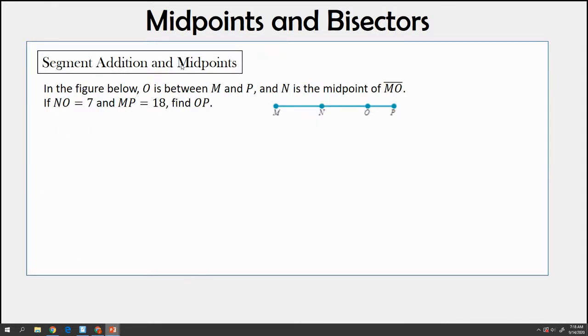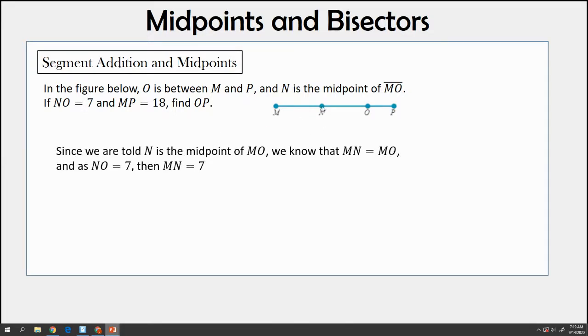We can throw in a little segment addition to go with the midpoint concepts. So here's a drawing, and let's look at the information given in the figure below. O is between M and P, and N is the midpoint of segment MO. If NO is 7 and MP is 18, what is OP? So let that set in a little bit.